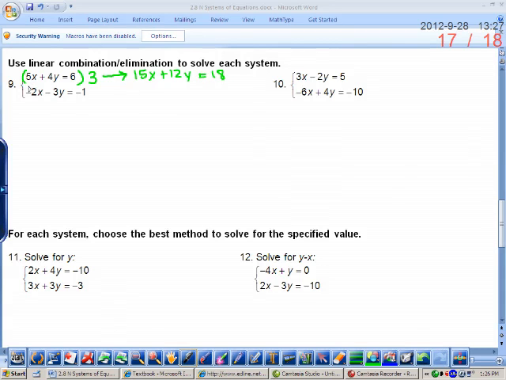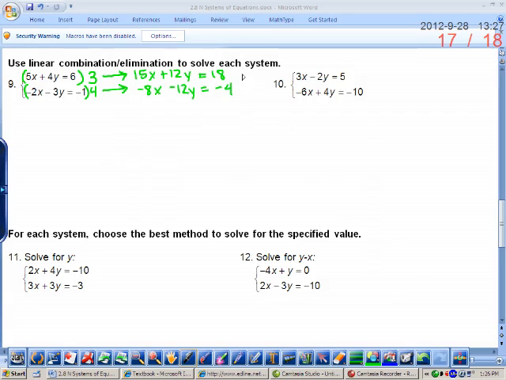All right. What should I multiply this bottom equation by? 4. So I'm going to get negative 8x minus 12y equals negative 4. I'm sorry? That answer your question? Okay.